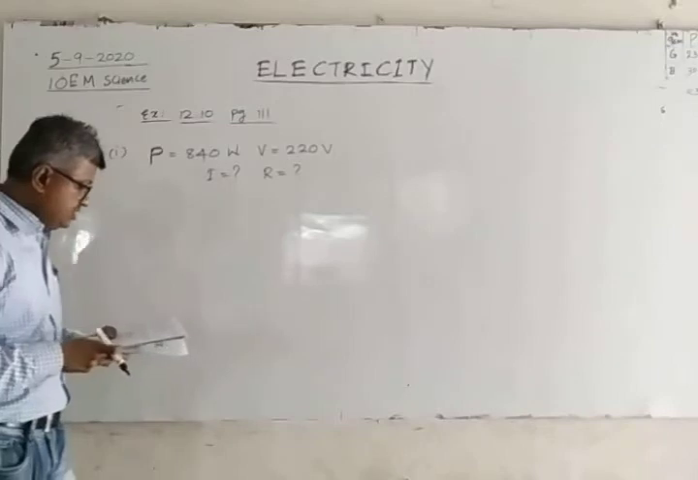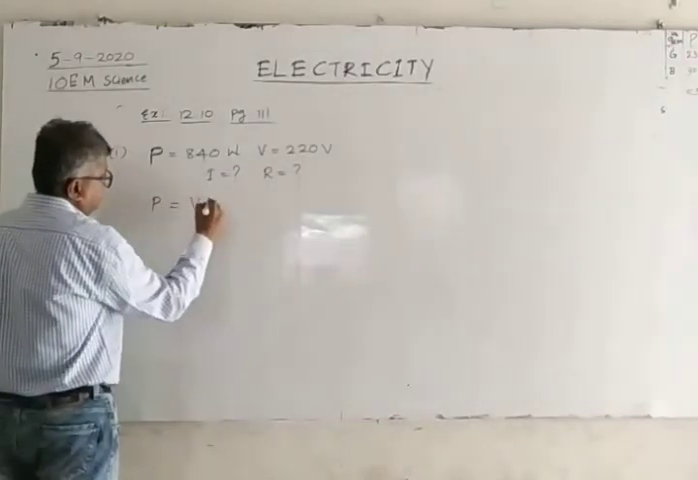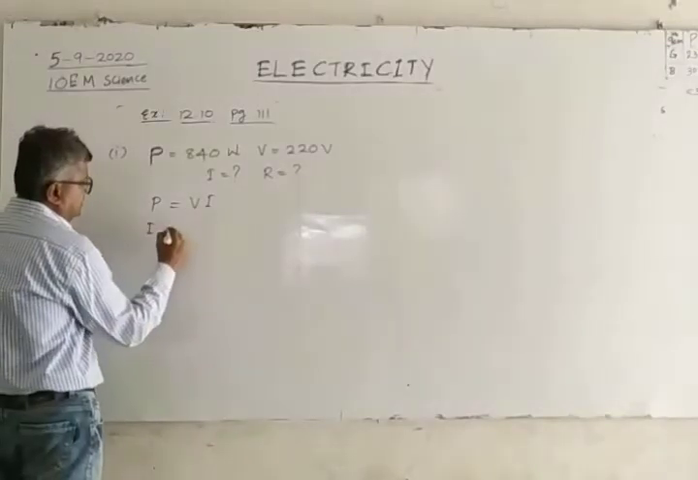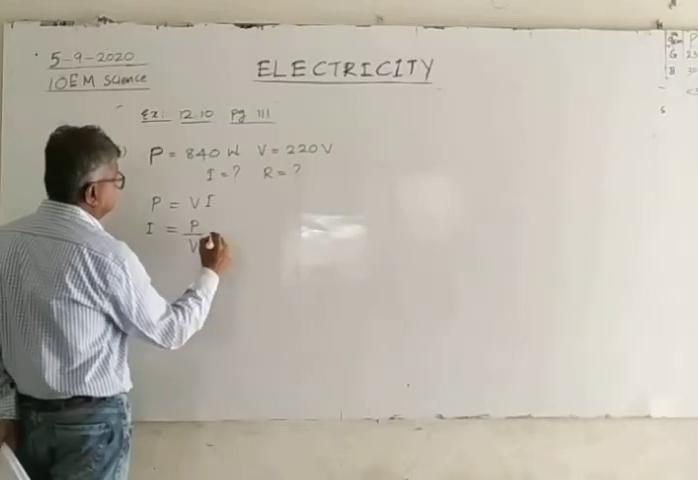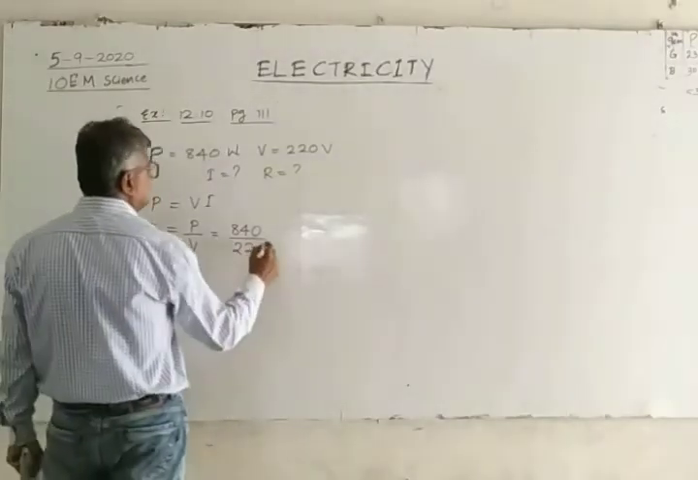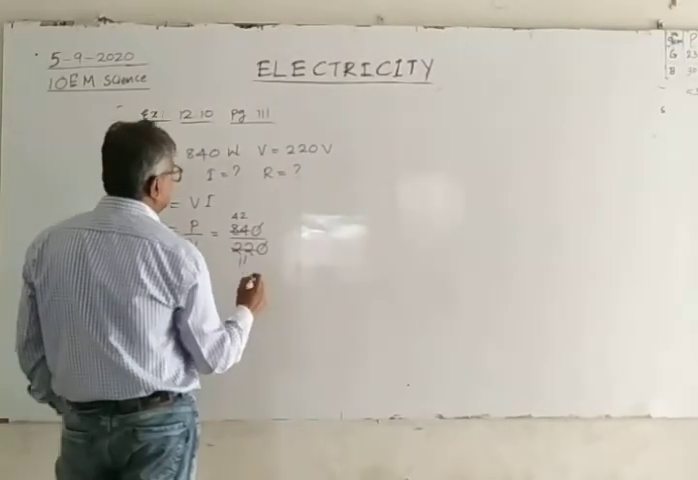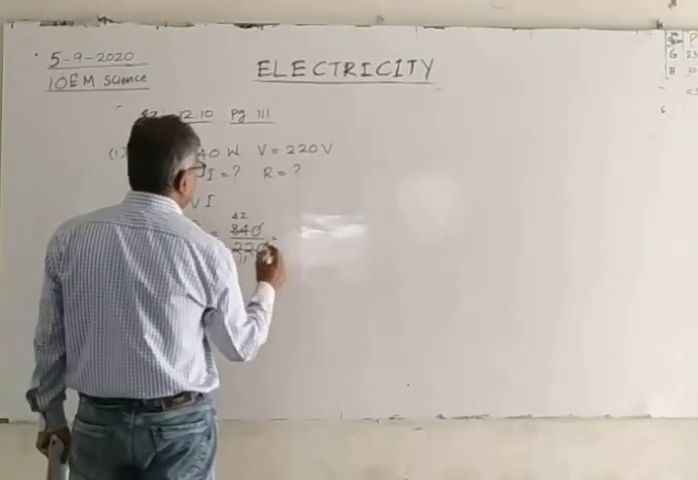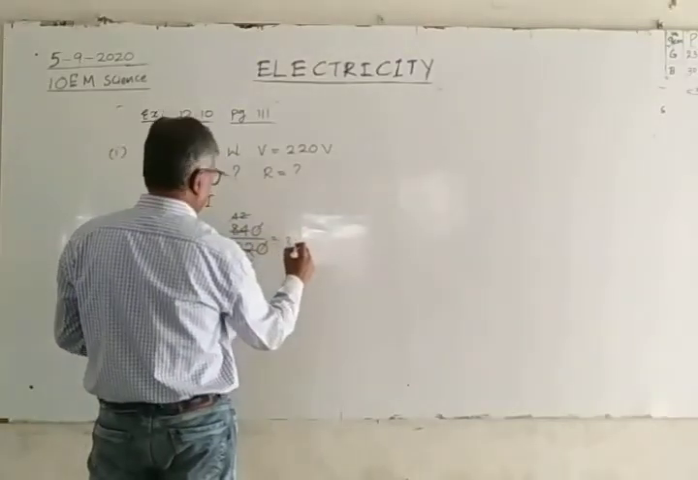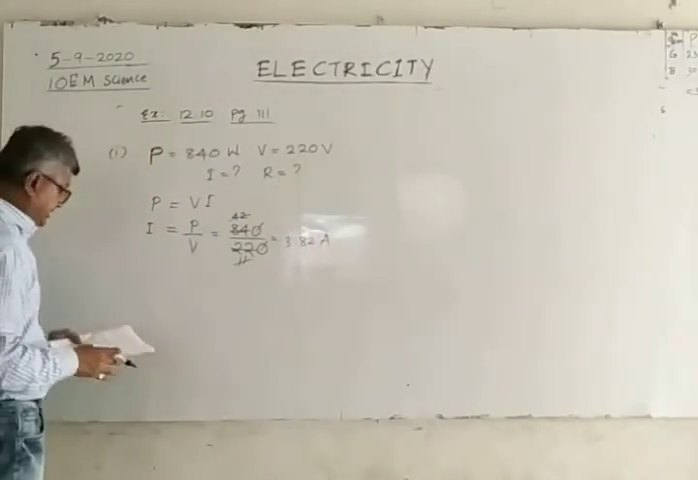P equal to 840 watt. So we have the formula P equal to V into I. Here P and V are given, you can calculate I. I is nothing but P by V, that is 840 divided by 220. So that will come about 3.82 ampere.